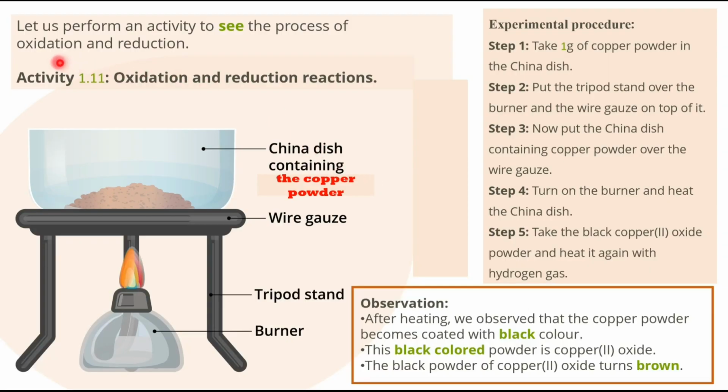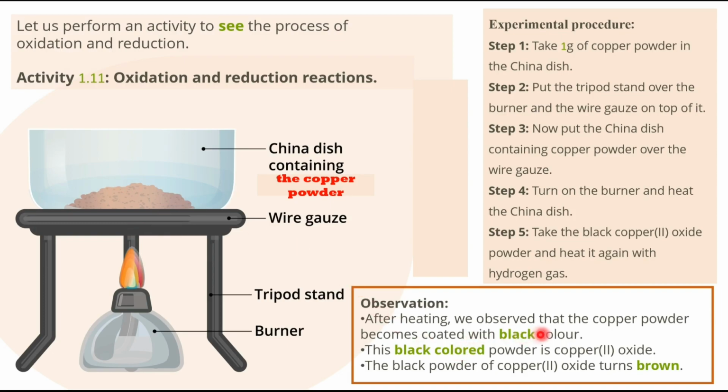Dear student, here is an activity that involves the process of oxidation and reduction. This is a very simple activity. Here, you have to take a china dish containing 1 gram of copper powder. Then, keep the china dish on a wire gauze and heat it. Then, we will find the changes.